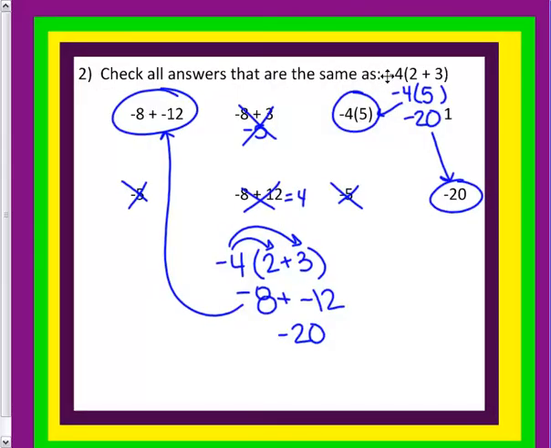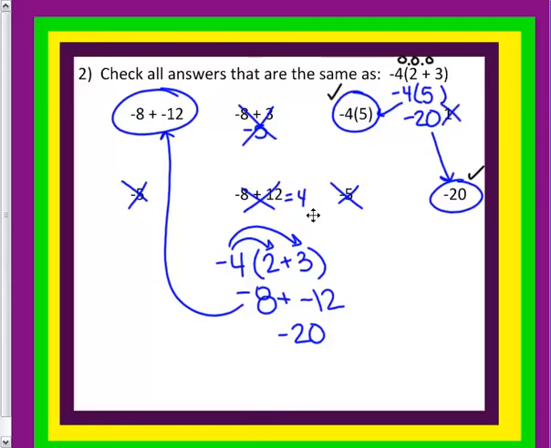Okay, for this one, if we have -4 times the quantity of 2 plus 3, we can use order of operations to do 2 plus 3 and get 5, and take -4 times 5 and get -20. So this answer right here is -20, so it works. And this answer right here is -4 times 5, which was what we simplified using order of operations, so that one works. This one's 1, so we clearly know that that is not the right answer.